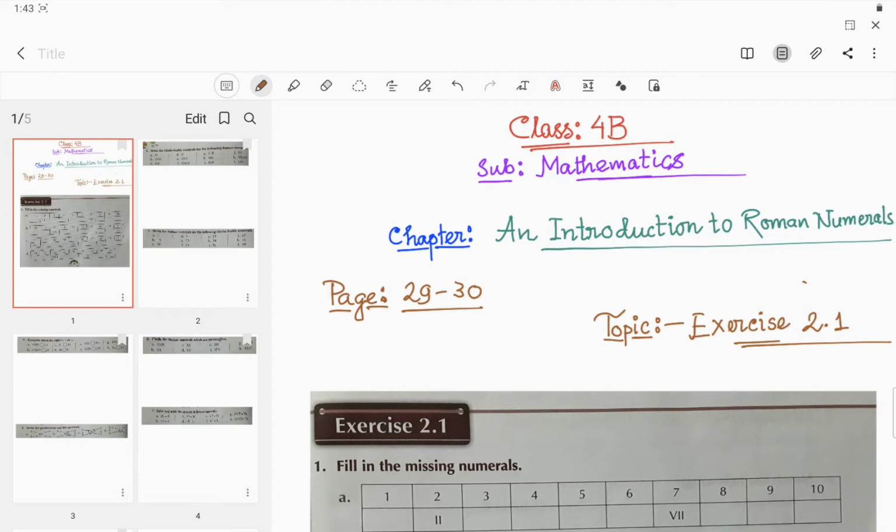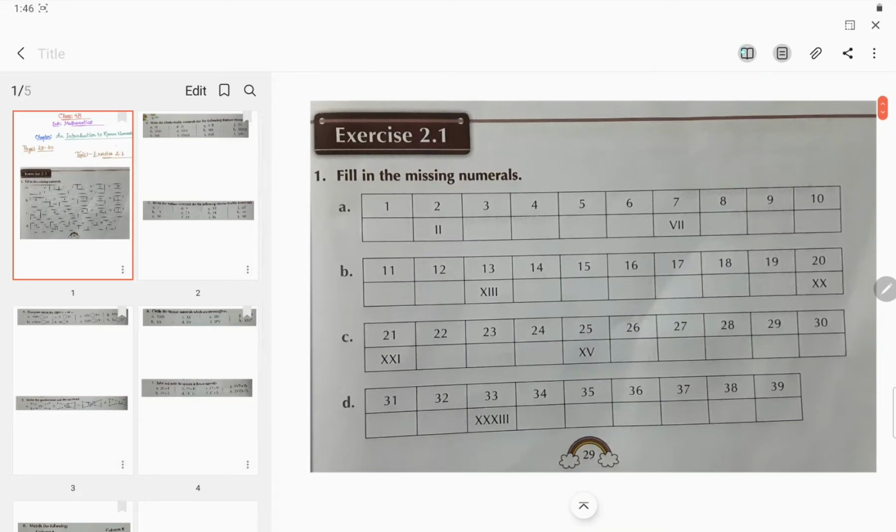In the previous video we have discussed Roman numerals and their basic rules, that is, how to write the Roman numerals. Today we are going to discuss exercise 2.1 of this chapter, an introduction to Roman numerals, on page number 29-30. I think you may be familiar with Roman numerals. So let's start with exercise 2.1.